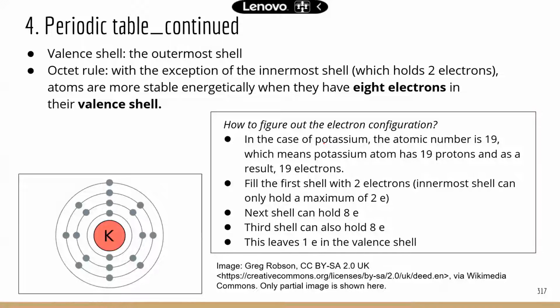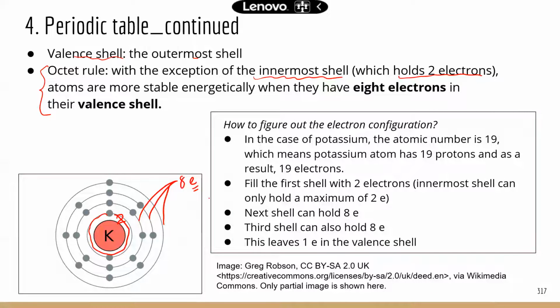Why is the number of electrons in the valence shell related to chemical reactivity? So we need to talk about this octet rule. Except for the innermost shell, which can hold up to 2 electrons. You can have 1, you can have 2, but that's it. It cannot hold more than 2 electrons. But the other shells can hold up to 8 electrons.